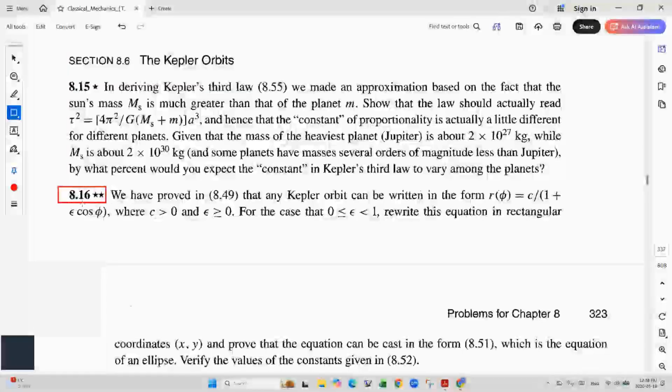Problem 8.16. For this case, rewrite the equation of Kepler orbit given by this form in rectangular coordinates x, y, and prove that the equation can be cast in the equation of an ellipse.